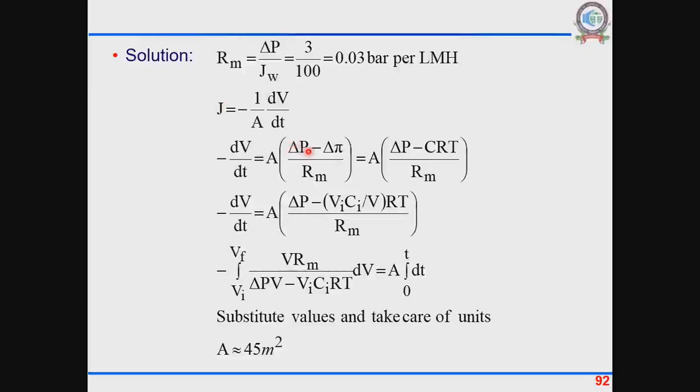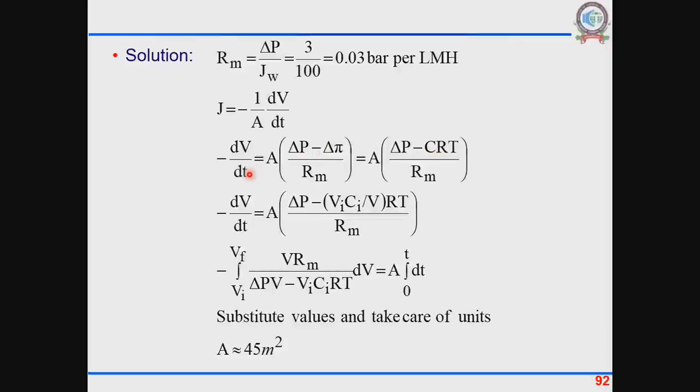J now would be delta P minus delta pi divided by Rm. Delta pi: because there is no permeate flux, there is no permeate concentration. The feed concentration is changing. So this delta pi we can write in terms of CRT. So now imagine that this C is changing with respect to this t. So in this dV by dt, A is what we need to find out. Rm is constant, delta P is constant, R and T are constant. R is not this rejection, R is the universal gas constant in the Van 't Hoff equation.